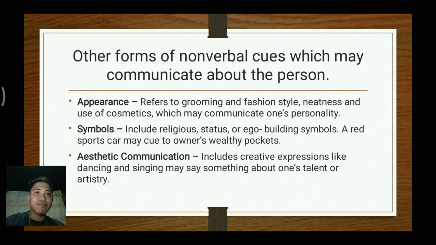Other forms of non-verbal cues may communicate about the person. Appearance refers to the grooming and fashion style, neatness, and use of cosmetics, which may communicate one's personality. Yep, appearance will say something to you. Symbols include religious status or ego-building symbols. A red sports car may cue to wealthy pockets.